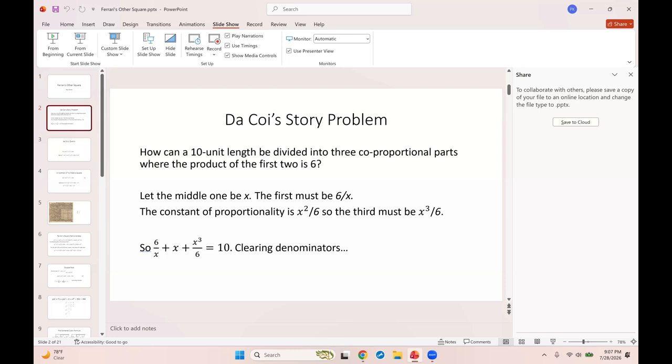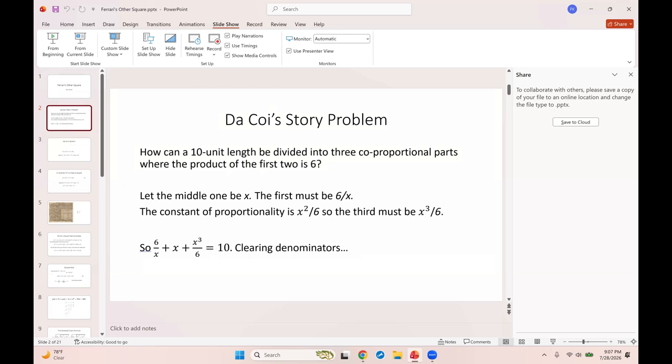This I'm going to call Decoy's story problem. How can you take a 10 unit length and split it into three co-proportional parts where the product of the first two gives you six?